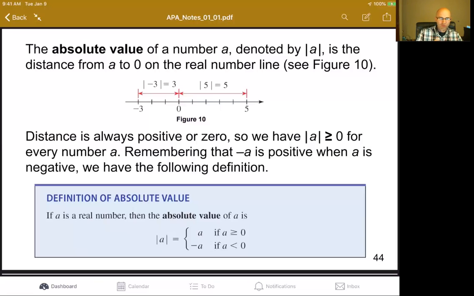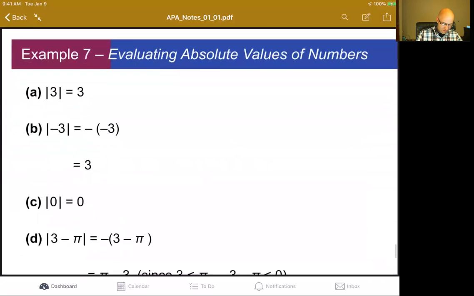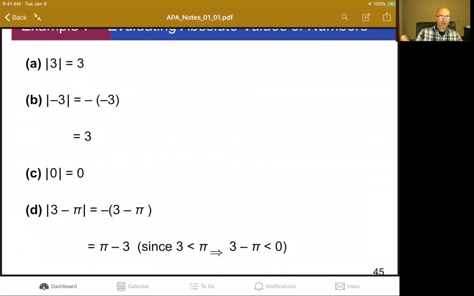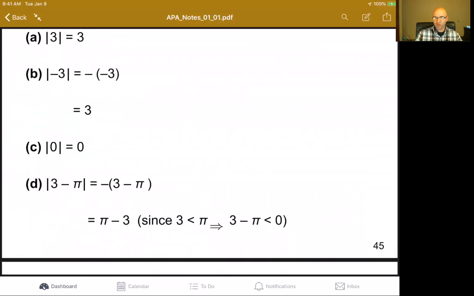The absolute value of a number becomes the positive of that number. Okay. And you can evaluate those. You know, the absolute value of 3 is 3. The absolute value of the opposite, or -3, is also 3. Absolute value of 0 is 0. These are all distance measurements. Okay.